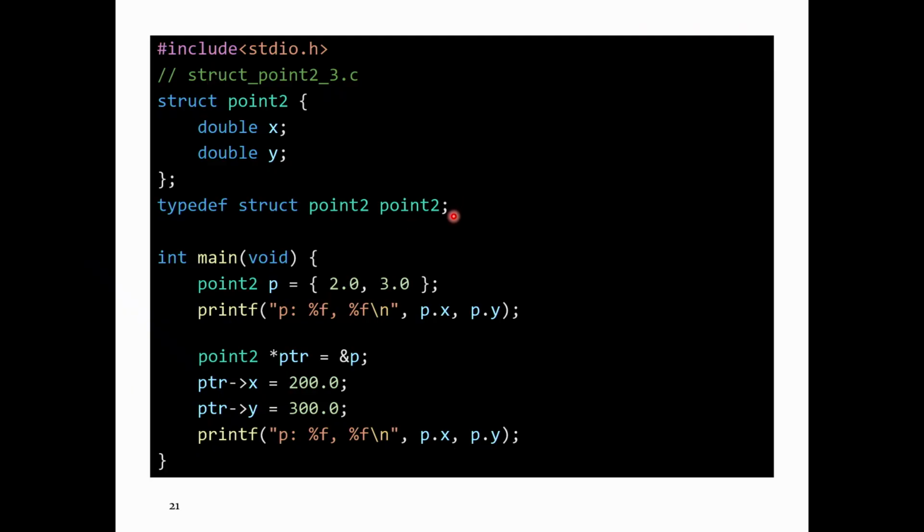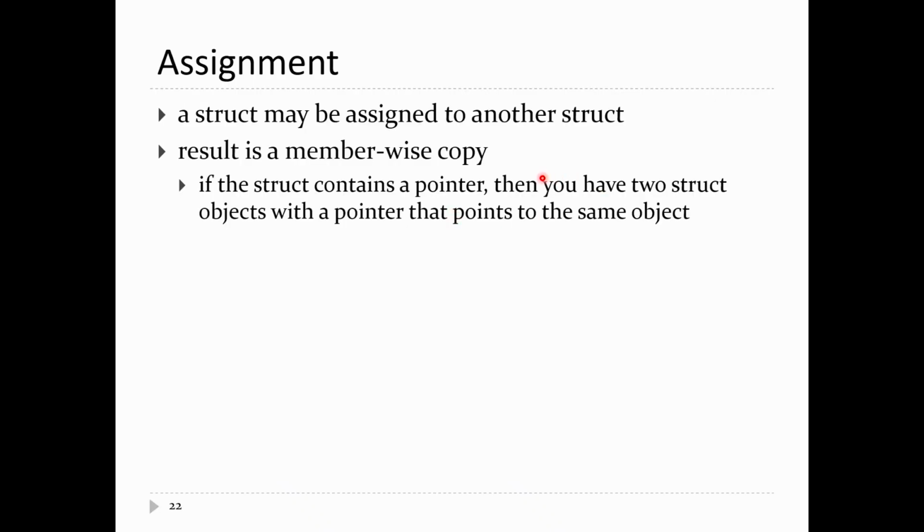Okay. Any questions so far? All right. Assignment. Can you assign two structures? The answer is yes. If you write q equals p, that actually works in C. What you end up with is a member-wise copy. All of the individual members get copied using assignment. If the struct contains a pointer, then you have two structure objects with a pointer that points to the same object. It doesn't dereference the pointer and then copy the object for you. If you want to do that, you have to do that yourself.